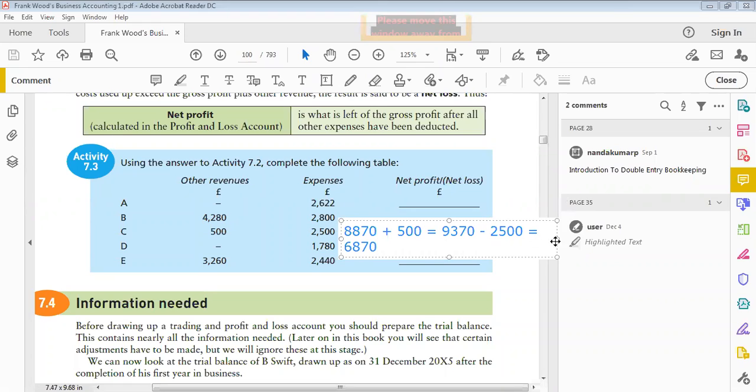So I don't think I need to do anything more regarding this section. You more or less know what to do now. So for C, the net profit is 6,870. You can do the rest for yourself. I will do D together because D looks kind of tricky with the two negatives.